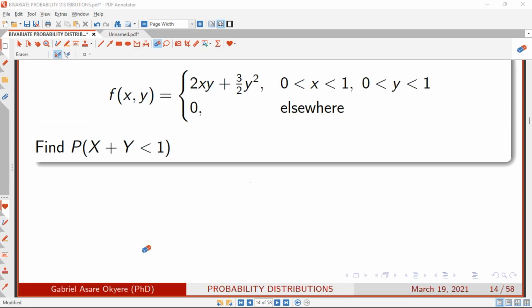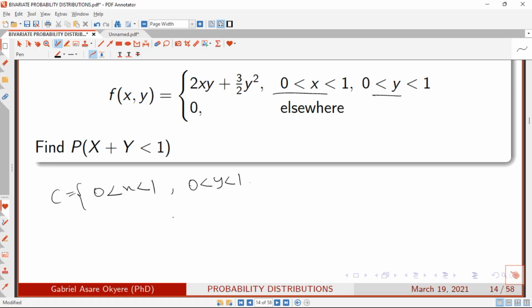So what will be the possible critical region that we will have? Our C will be equal to the limit of x, 0 less than x less than 1. That is the limit of x. And then we get our limit of y, that is 0 less than y less than 1. And then we get our last critical region, that is x plus y less than 1. So we have to find the probability for x plus y less than 1.